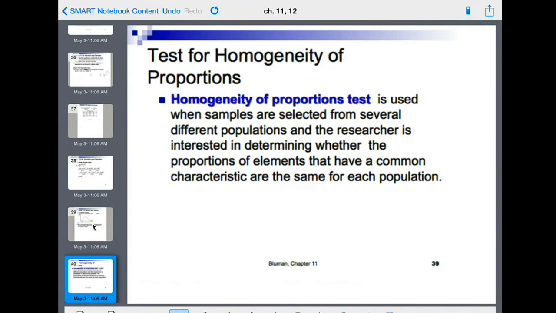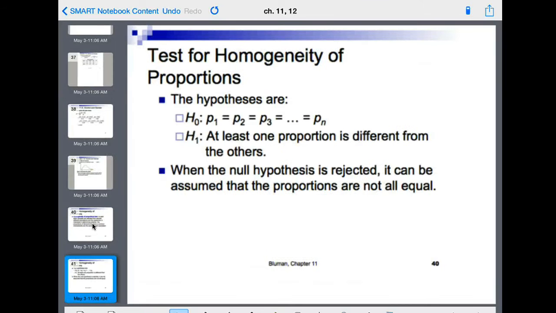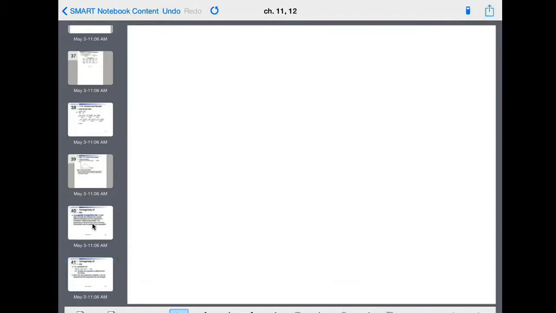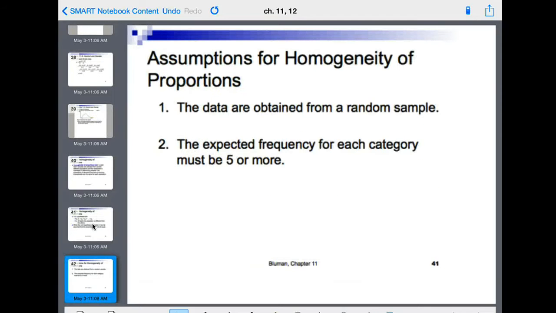Now the test for homogeneity of proportions, which is the last thing we're going to talk about, is used when samples are selected from several different populations and the researcher is interested in determining whether the proportions of elements that have a common characteristic are the same for each population. So the hypotheses are the proportions are the same, and the other one is at least one proportion is different than the others. When the null hypothesis is rejected, it can be assumed that the proportions are not equal. The assumptions of homogeneity of proportions are that the data are obtained from a random sample, and the expected frequency of each category must be 5 or more.